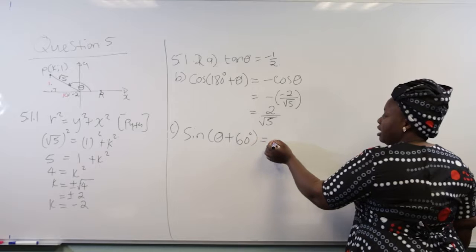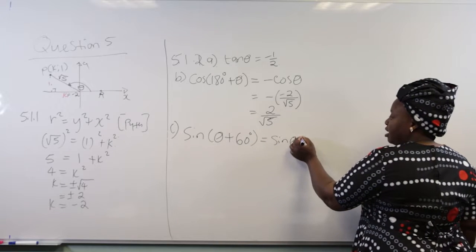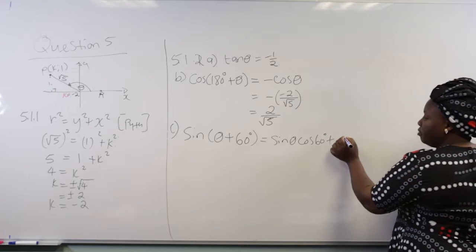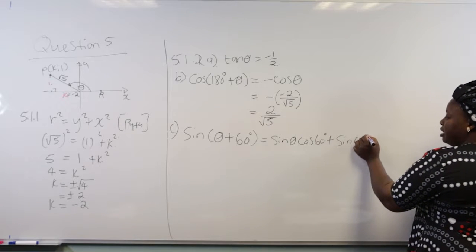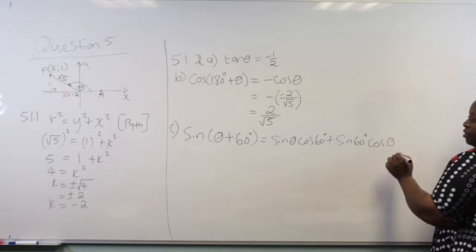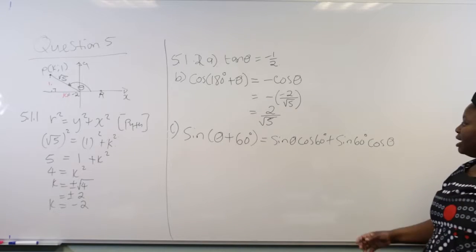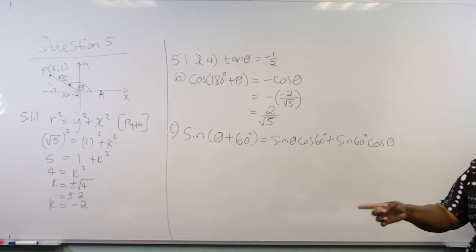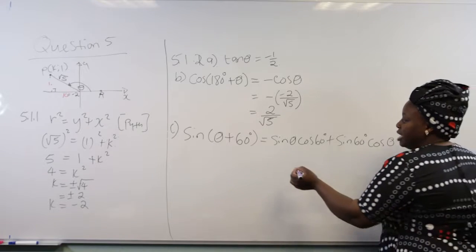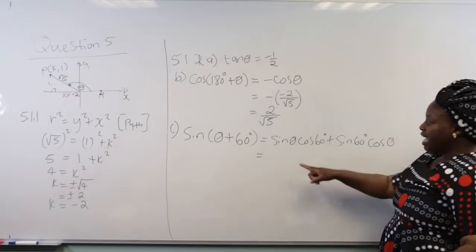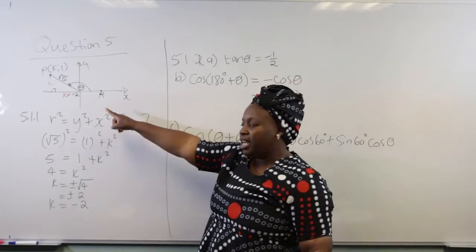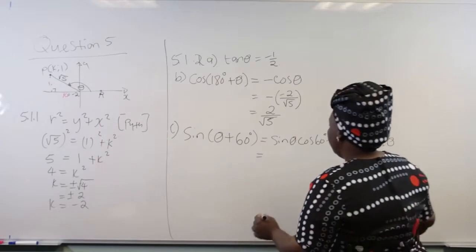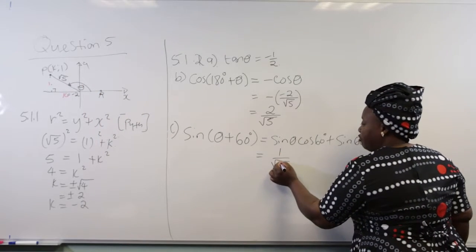So this is going to be sine theta cos 60 plus sine 60 cos theta. That is your expansion. You need to bear in mind that the expansion for sine does not change the sign, but it changes the ratios, and that's what it does. Now you can deal with this one, because sine theta, you have it there. Sine theta is opposite over hypotenuse. So it's going to be 1 divided by root 5.